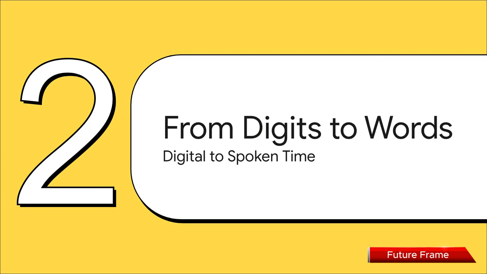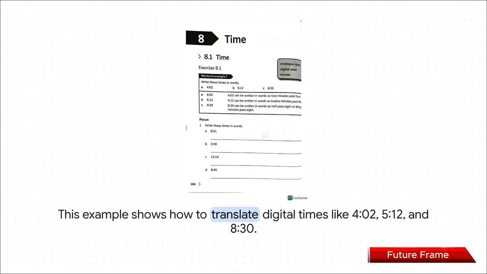All right, let's start with what's probably the most straightforward part, turning those digital numbers into the words we actually say out loud. This example from the workbook is the perfect place to start. It gives us three different times here, 4:02, 5:12, and 8:30, and it shows us exactly how to say them.